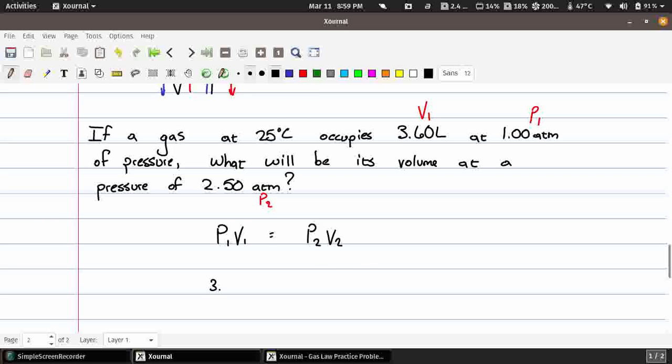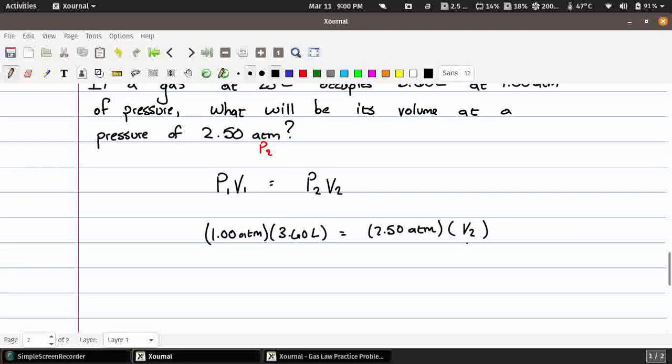We have 1.00 ATM, because it's in atmospheres, times 3.60 liters equals 2.50 atmospheres times V2. You could write X, whatever, it doesn't matter. It's just you're solving for this spot right there. So to solve for it, you simply divide the 2.50 atmospheres out. And yes, units are important, so you need to write them. So now you have atmospheres over atmospheres. It cancels, and you're left with liters.